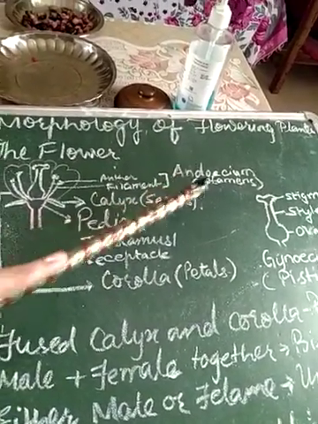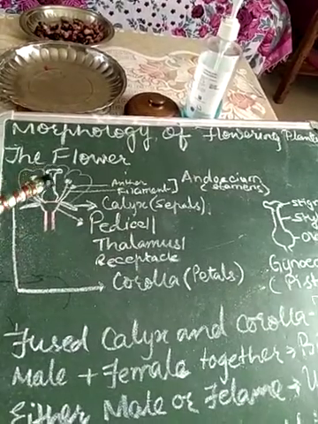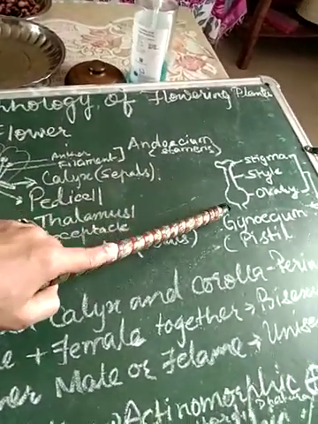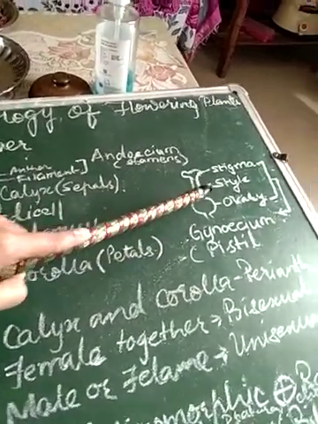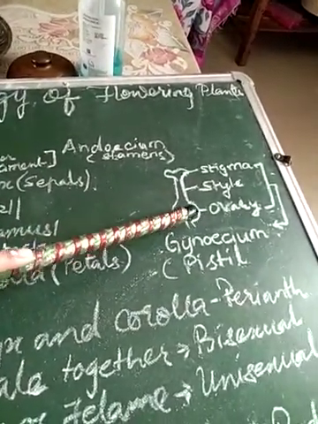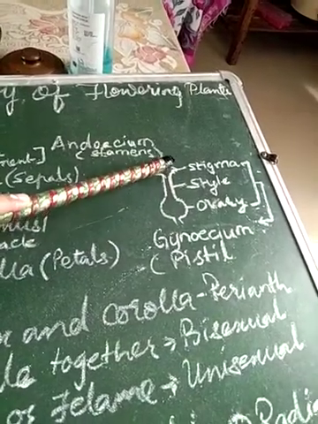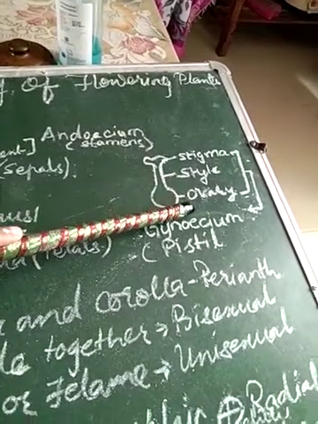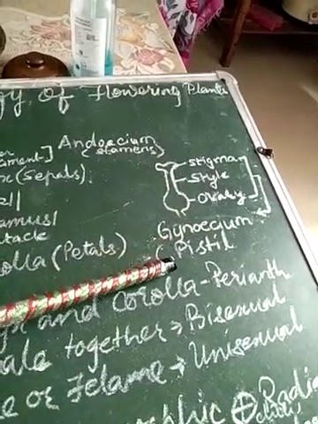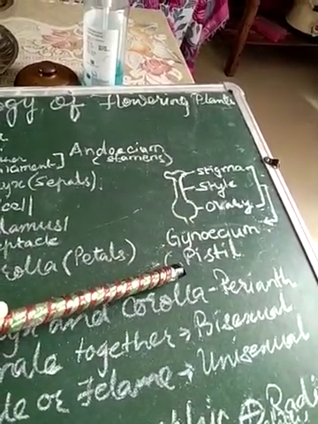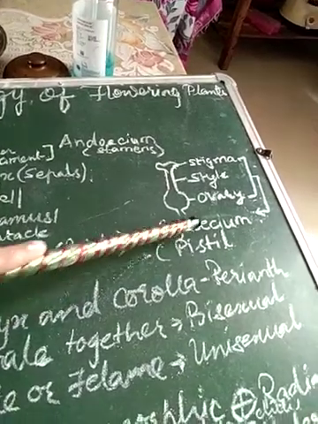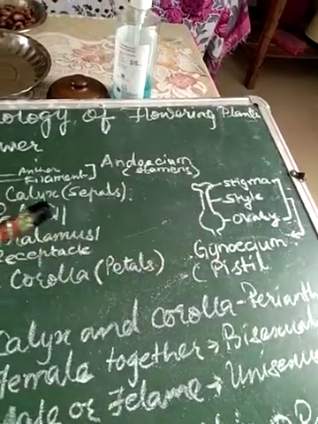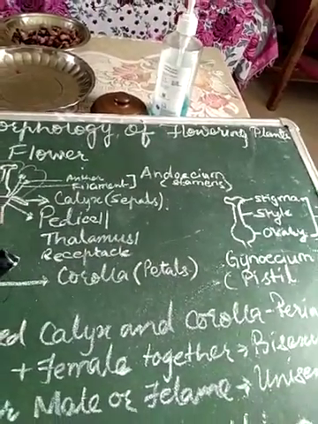Now the next is the inner whorl, the fourth whorl, and that is the gynoecium. It consists of the stigma, style and ovary. If only one pistil is present, or more than one pistil is present, it is called the gynoecium. This is the female reproductive part. So these are the four whorls of the flower.